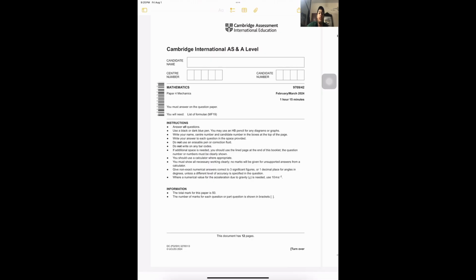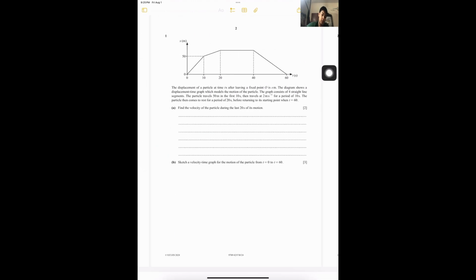So today we will be doing the mechanics paper for February-March 2024. So let's start. The first question is a kinematics question. The displacement of a particle at time t seconds after leaving a fixed point O is s meters. The diagram shows a displacement time graph which models the motion of the particle. The graph consists of 4 straight line segments.